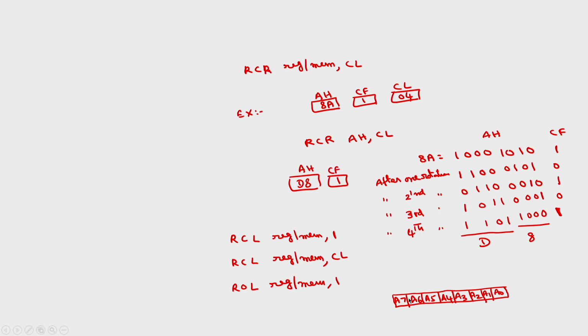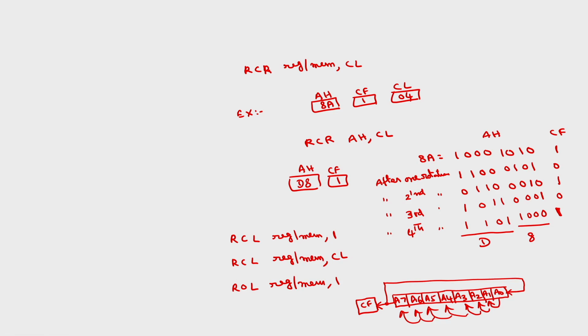So this will be rotated to the left. A0, here somewhere the carry flag will be there. This A0 will go to A1, A1 to A2, A2 to A3, A3 to A4 and so on. In case of RCL, the contents of A7 will go to carry, and the contents of carry will go to A0, whereas in case of ROL, the contents of A7 will go to the carry flag as well as A0. Okay. This is the only difference.